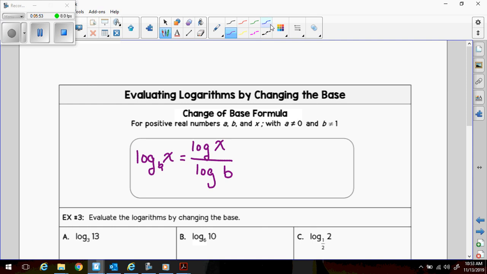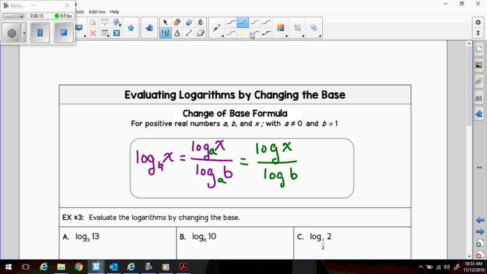Now this log can be any base you want, but it has to be the same one. So I'm going to make this a, so you guys remember. We can even make it just log base 10. So this would be log base 10 of x. We don't write a base if it's base 10. And then log base 10 of b.